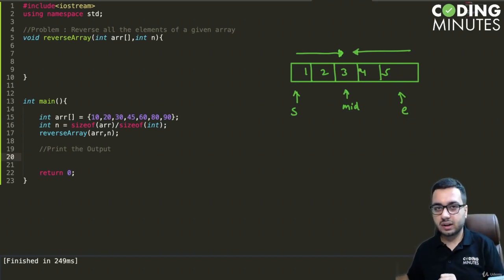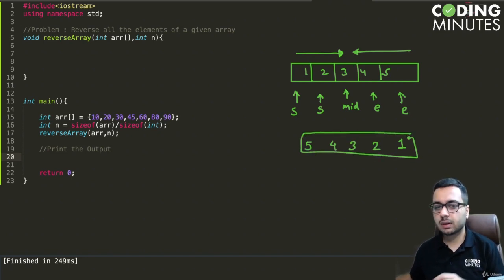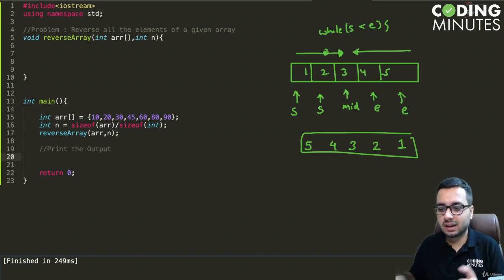So if I swap 1 and 5, it will become 5 and 1. Then I take start here and I take end here. If I swap these two, it will become 4 and 2 here. And then we have a 3 here and 3 doesn't need to be swapped. So this will work for an odd number of elements. We can say while start is less than or equal to end, always swap the start element with the last element. So this is one way we can simply do this problem, and this will also work for even elements.